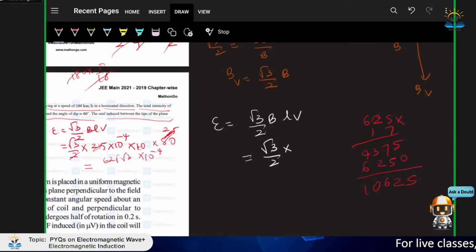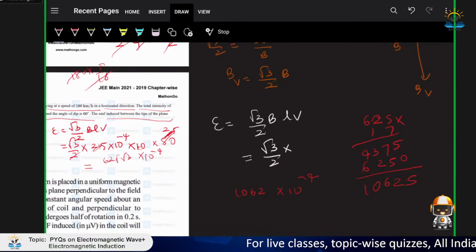1062 into 10 raised to minus 4. There will be how much? 0.1 volt. What if we make it millivolt?